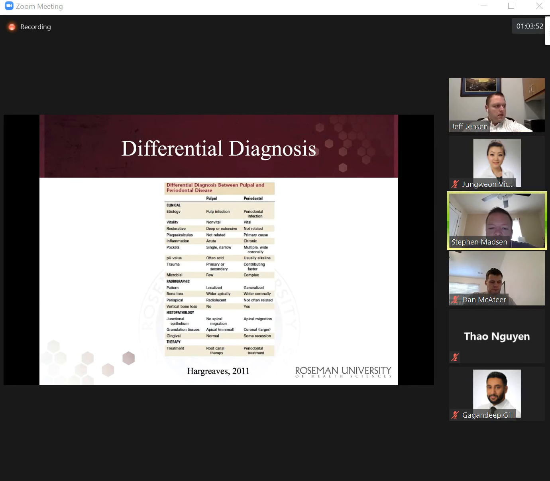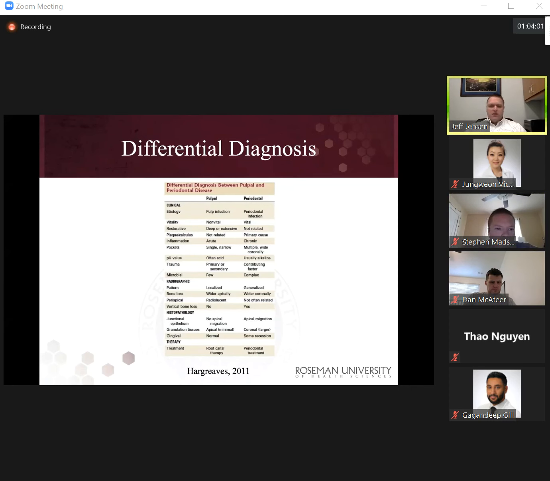Awesome. Thank you. So this is just a little chart to make a differential diagnosis between pulpal and periodontal disease. Obviously, with etiology, with pulp you're going to have infection in the pulp, and with perio you're going to have infection in the periodontium. The big one here is the vitality, right? We're going to test the vitality of a tooth. If the tooth is non-vital, then we know there's a pulpal aspect. If it's vital, then it's more than likely going to be periodontal.